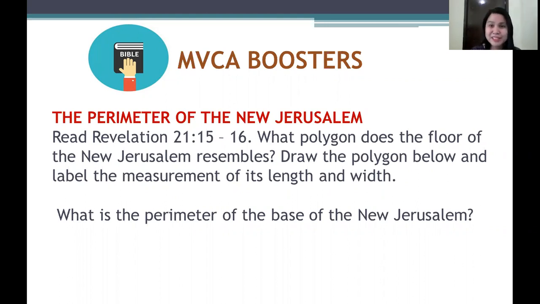Now, our MVCA boosters today is about the perimeter of the New Jerusalem. You need to read Revelation 21, verses 15-16. And after reading, you need to answer this question. What polygon does the floor of the New Jerusalem resemble? You could draw the polygon below and label the measurement of its length and width. It could be digital or it could be a photo of that. Then what is the perimeter of the base of the New Jerusalem?